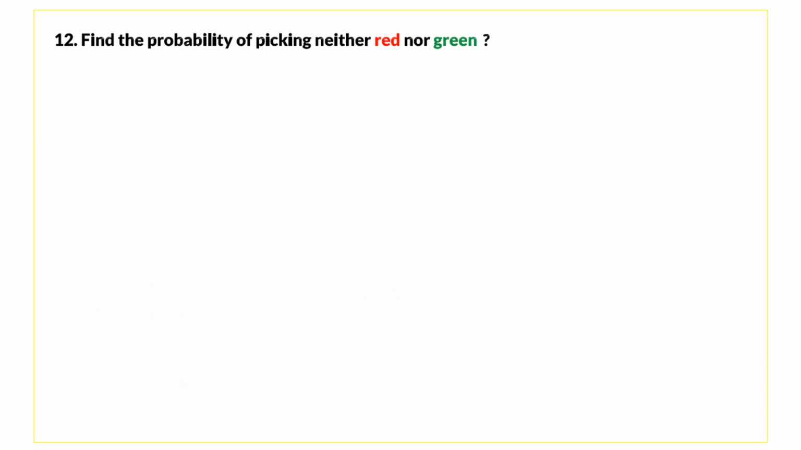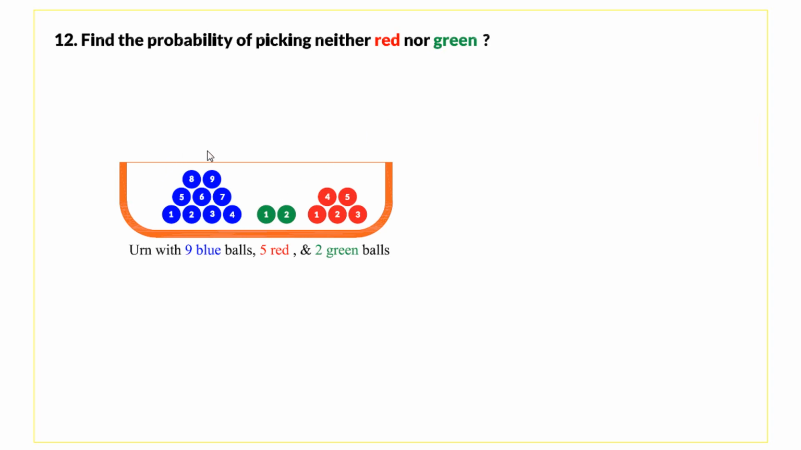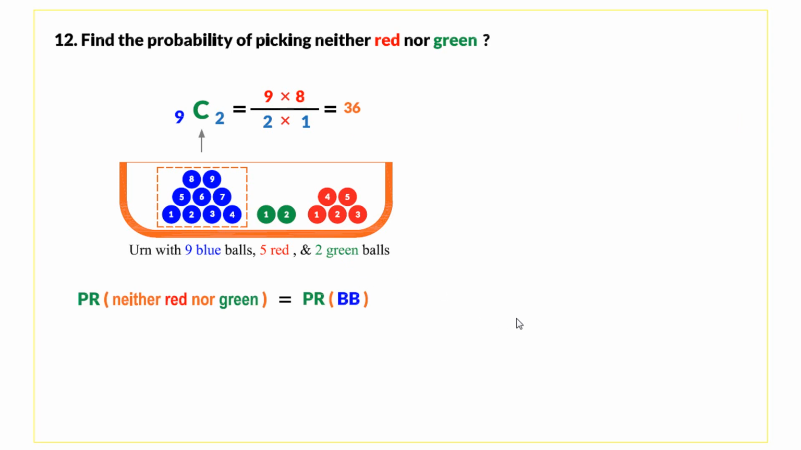So if we don't have the sample space diagram, we may use a different way to answer this question. So we are picking neither red nor green, so it means we are picking only from the blue, and that is 9 combined 2. This is the favorable outcome of this event, and this is 36 favorable outcomes. And now we find the probability by dividing 36 over 120, and we get 0.3.